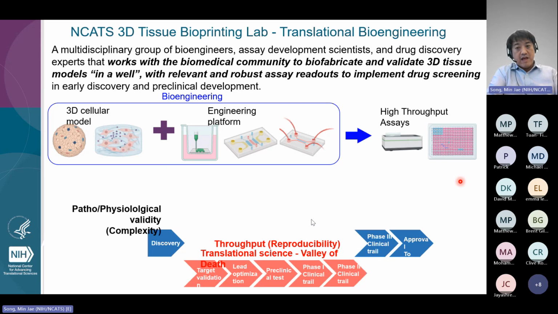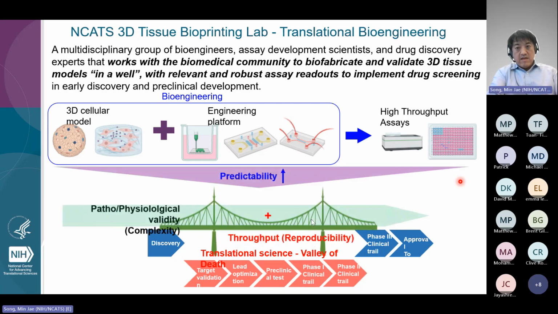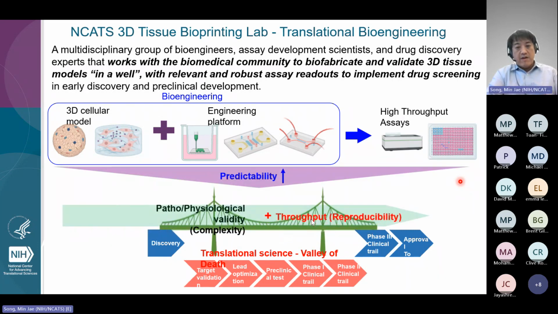Screening of hundreds and thousands of compounds is not necessary. On the other hand, the level of throughput is critical in the drug discovery process, and accordingly, reproducibility is key for successful translation. Hence, the ultimate goal of our lab is to achieve 3D in vitro models in a high-throughput platform with acceptable physiological complexity depending on the context of use, eventually helping to reach the valley of death.